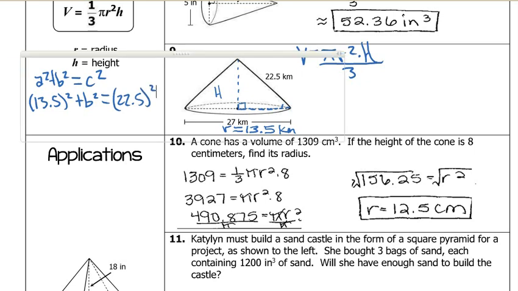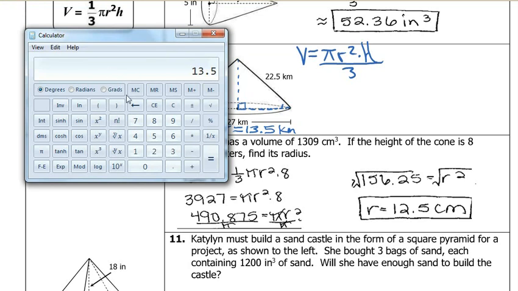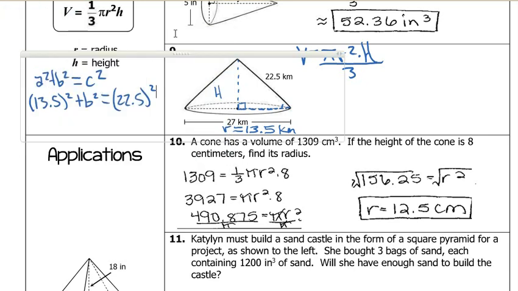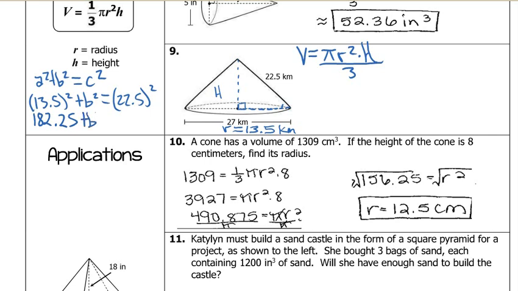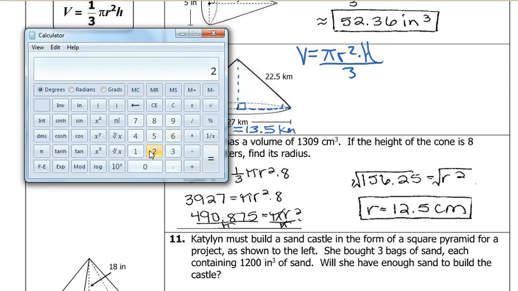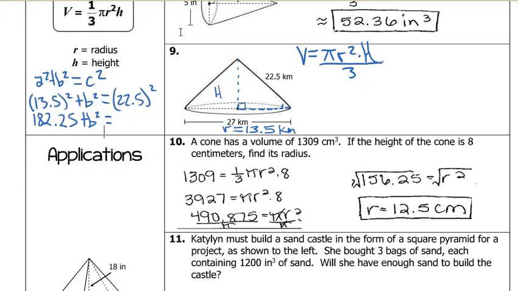Hopefully you get nice numbers, because all these decimal points. 13.5 times 13.5 equals 182.25. So I got 182.25 plus b squared equals 22.5 squared equals 22.5 times 22.5, 506.25 equals 506.25.